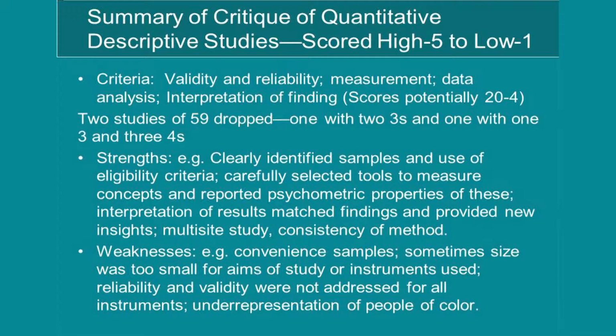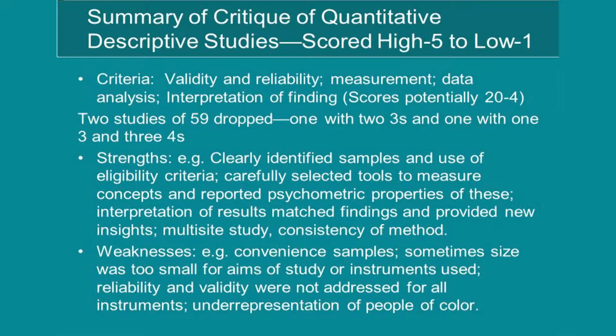Now, a summary of the critique of the quantitative descriptive studies, again being scored from a high of 5 to a low of 1 on the criteria, which included validity and reliability, measurement, data analysis, and interpretation of findings, with a potential score again being 20 to 4. In this group, there were 2 studies of the 59 that were dropped, one with 2 scores of 3 and one with 1, 3, and 3 4s. These were below our criteria.